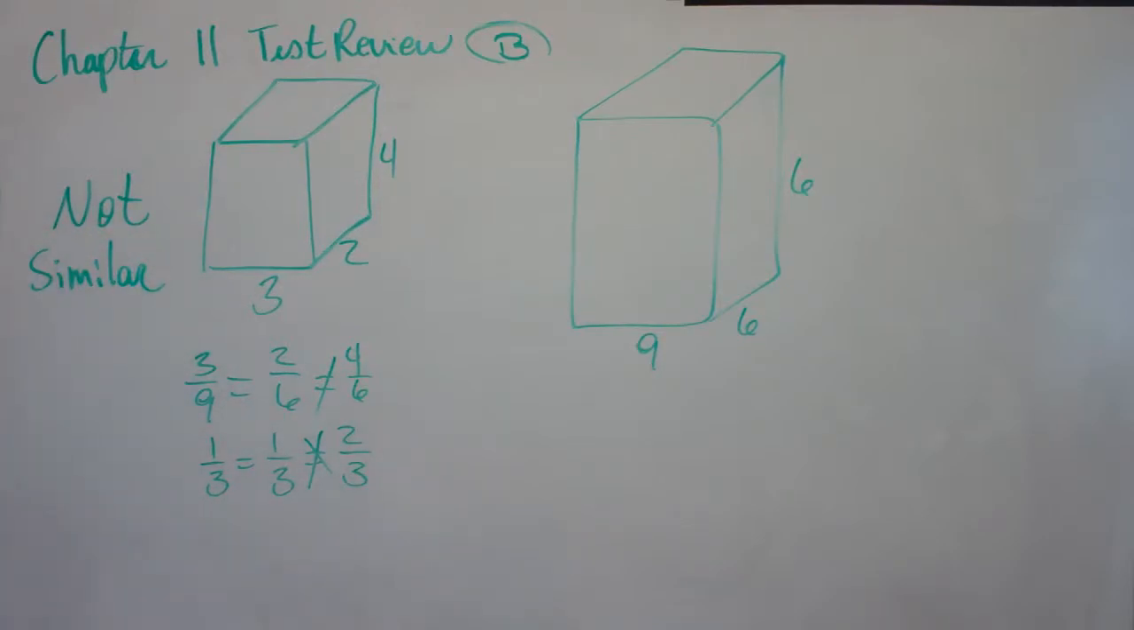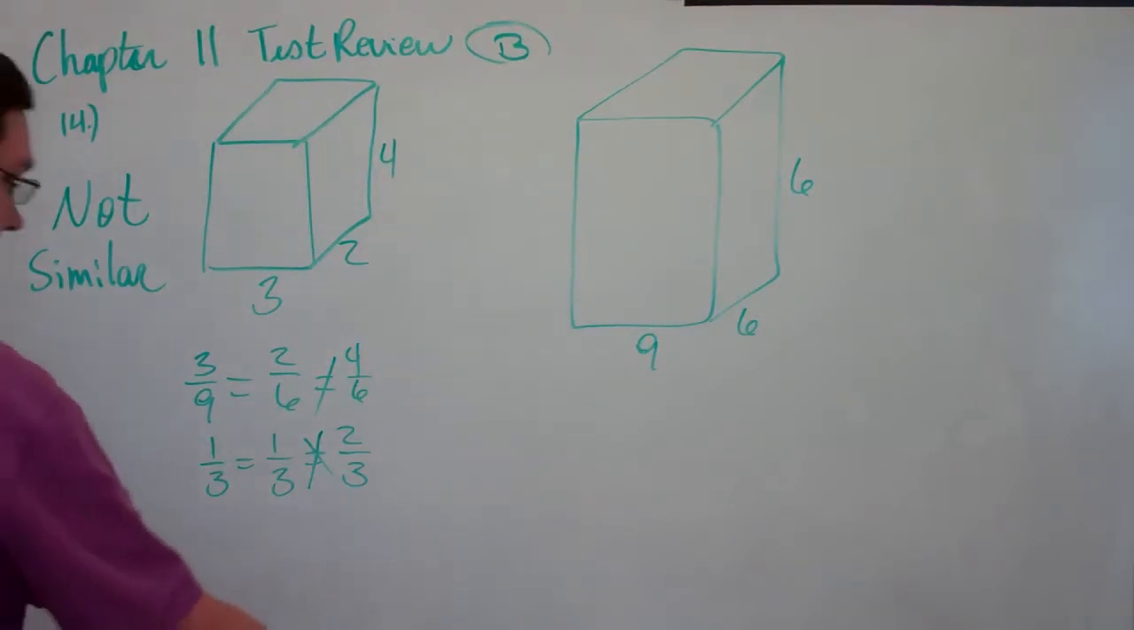they are not similar because all 3 dimensions do not have the same scale factor, similarity ratio, or perimeter ratio, whatever you want to call it. Okay? So that is number 14. They are not similar. Not similar at all. Okay? Number 15.